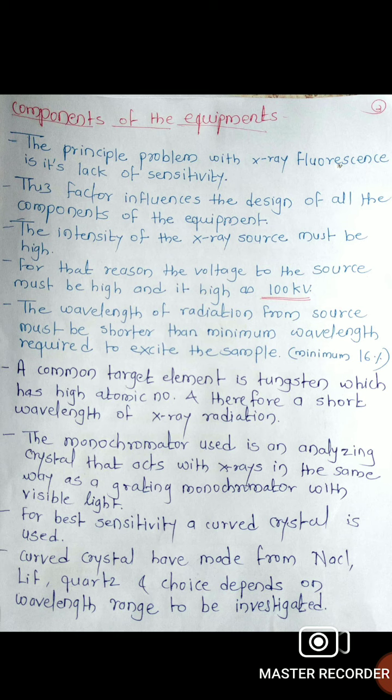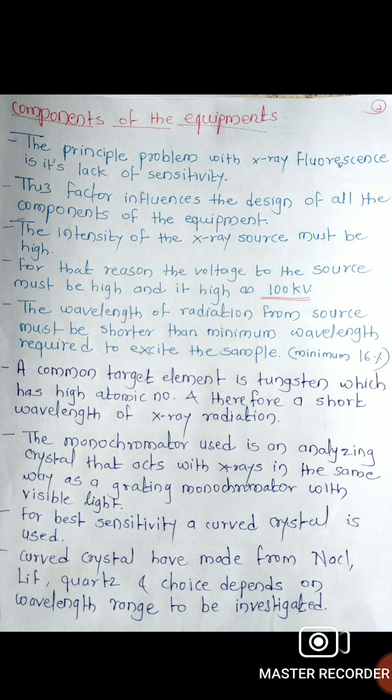The wavelength of radiation from the source must be shorter than the minimum wavelength required to excite the sample. That means the wavelength should be shorter than the minimum wavelength required to excite the sample, preferably less than 16% of the minimum, so it should be about 16% less. And this requirement influences the choice of the target to be used in the source. The common target element is tungsten, which has a high atomic number and therefore gives the shortened wavelength of the X-ray radiation.